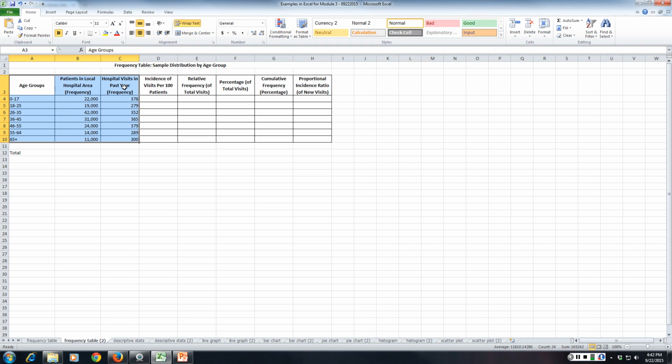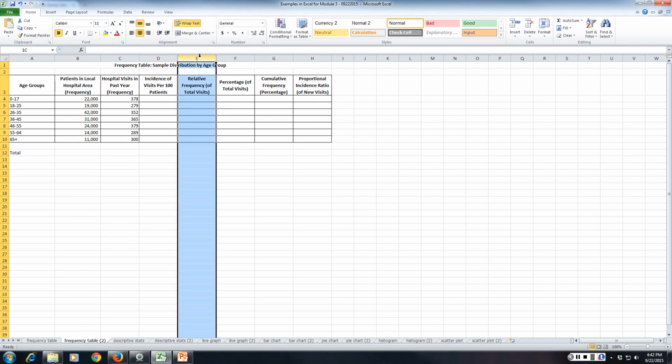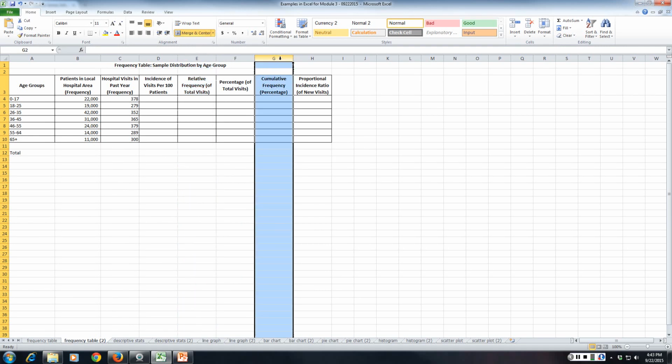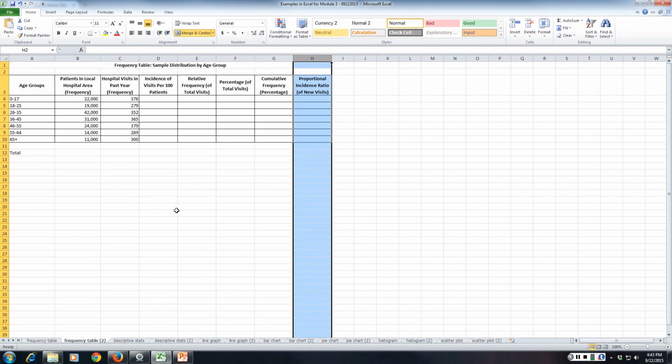And then we also have the frequency in column B of number of hospital visits in the past year for people in that area. And what we're going to calculate is the incidence of visits per 100 patients. So that's a rate that I discussed during the lecture. We're going to calculate the relative frequency of total visits. And then also the percentage of total visits, which is another form of the relative frequency. We're also going to calculate the cumulative frequency or cumulative percentage, and then the proportional incidence ratio of new visits.